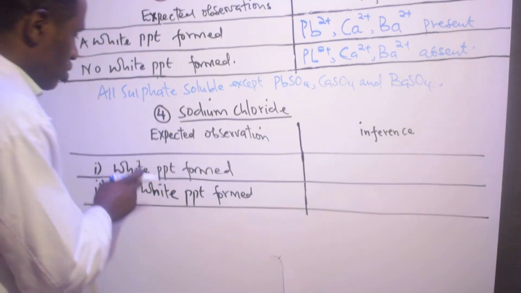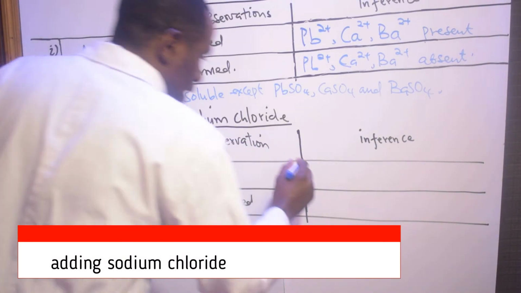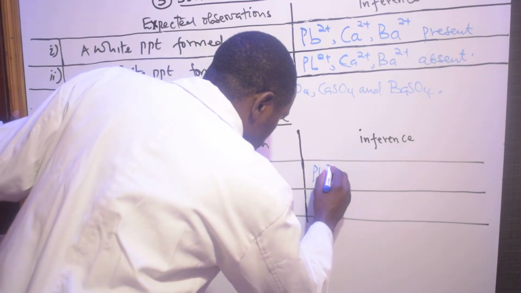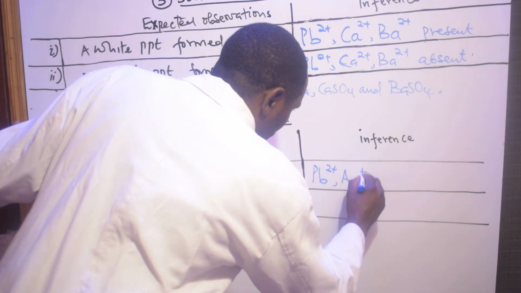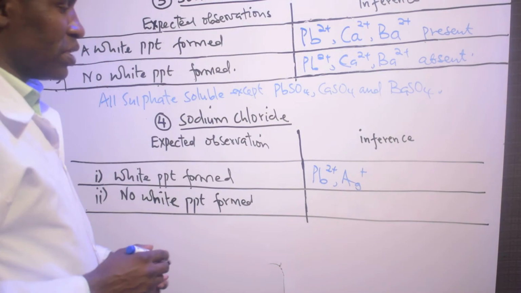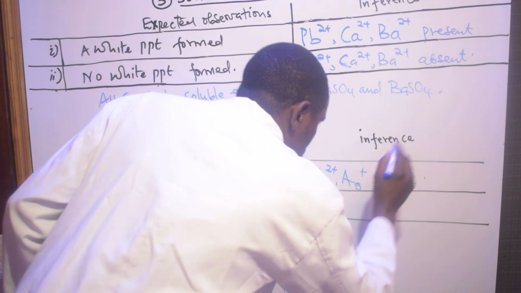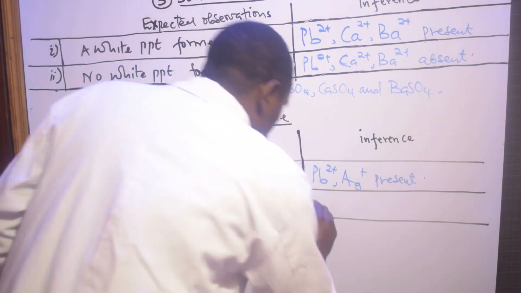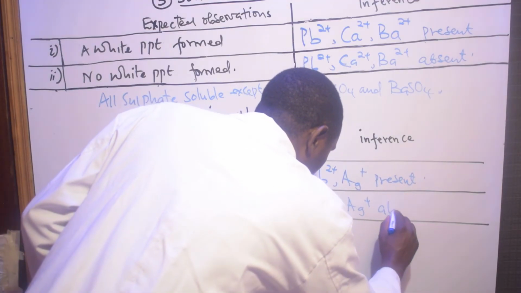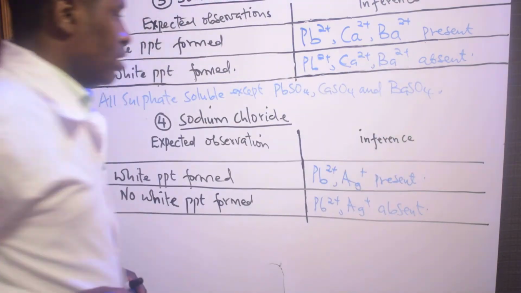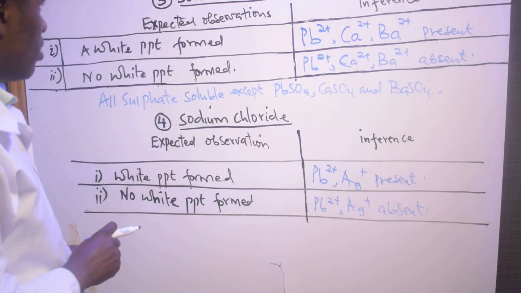Therefore, if you form a white precipitate here, that means that the chloride ions have formed an insoluble salt with either the lead ions or silver ions. Of course, if no white precipitate is formed, that means that the lead ions and silver ions are absent. That is what we are talking about.